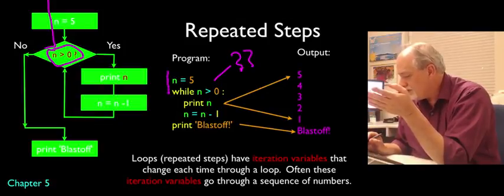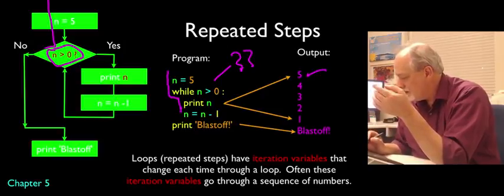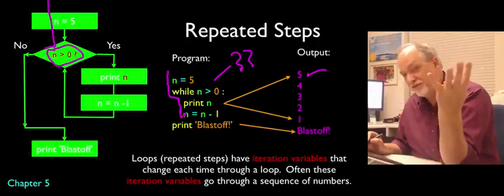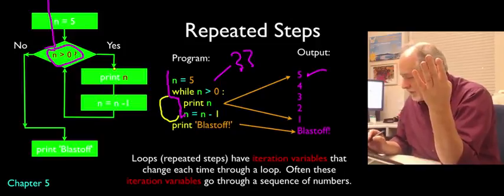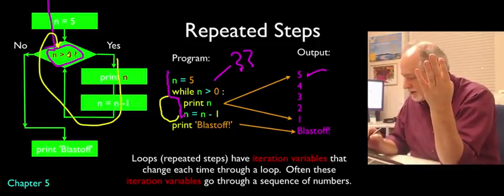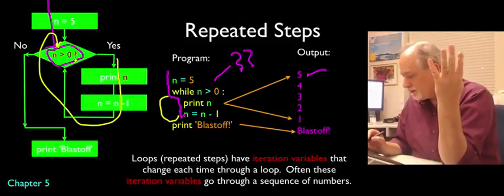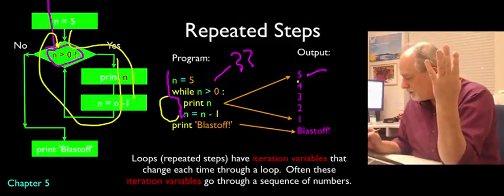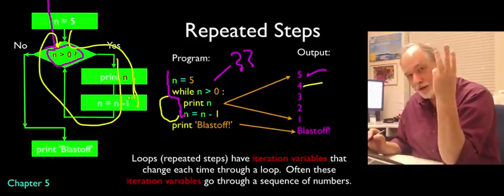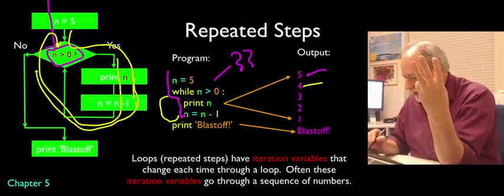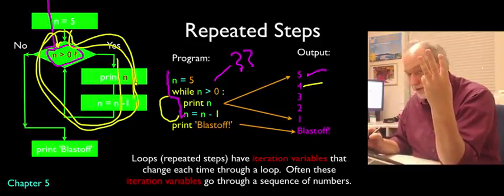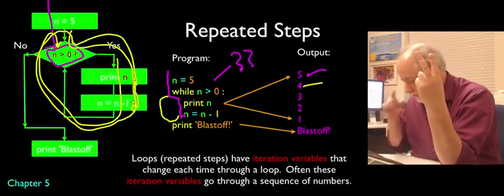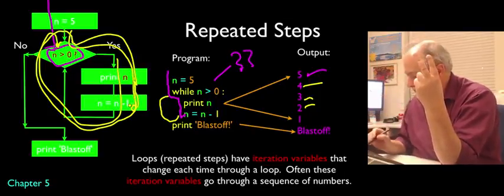So it comes in, sets n to 5. Is n greater than 0? Yeah, sure. So we print n, out comes 5. Then it says n equals n minus 1, so n becomes 4. We can change colors. Then it goes back up and asks the question again. n is 4. It's still greater than 0, so it comes through. Prints out 4, subtracts 1, so n is now 3. Goes back up. Is n greater than 0? Yes, it is. Print out 3. Subtract 1, now it's 2.